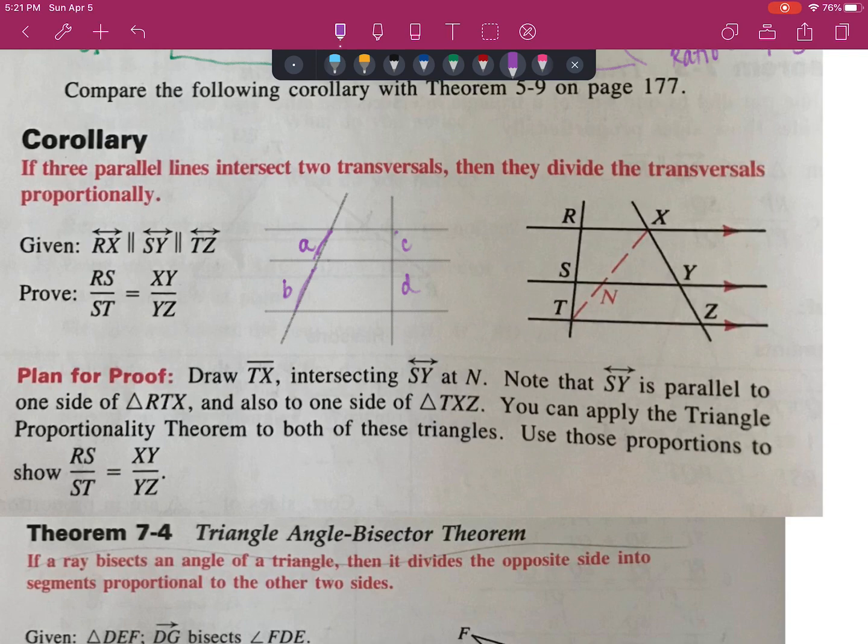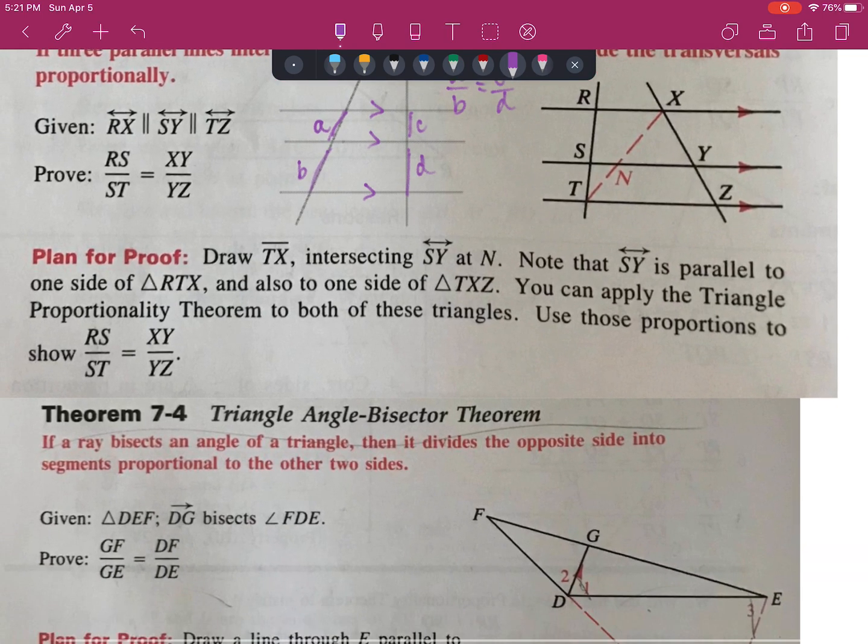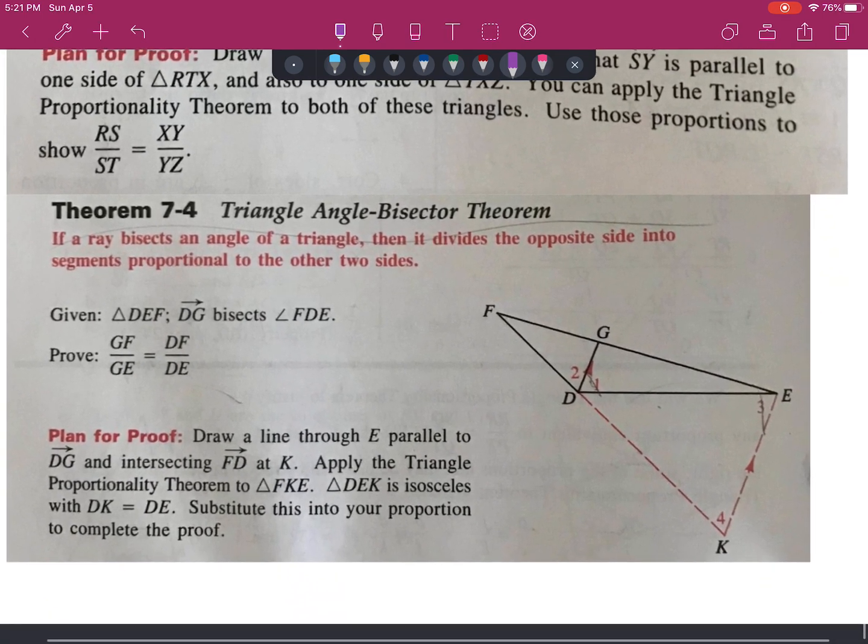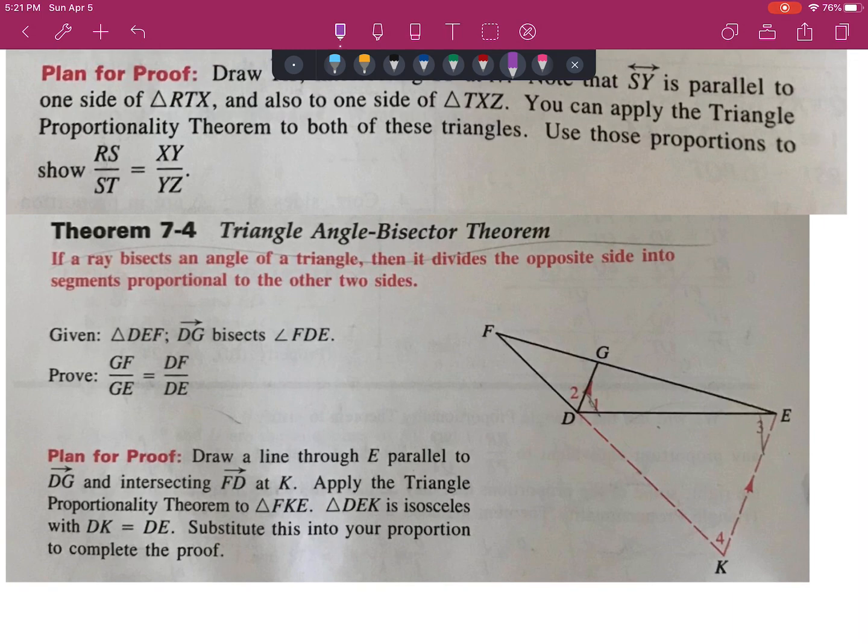So this length is A and this length is B. And then I have this length C and this length D. What they're saying is, this corollary says, hey, A over B is going to equal C over D if all 3 lines are parallel. If all 3 lines are parallel. If the lines aren't parallel, then that corollary doesn't come into play.